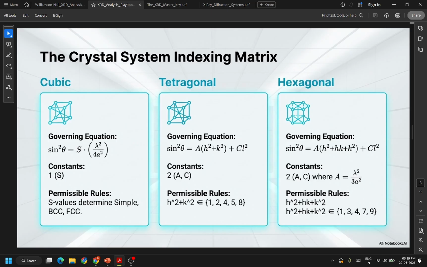So you have cubic structure, you have tetragonal structure, you have hexagonal structure. The governing equation for cubics is sin²θ equals S into λ²/4a². So it has only one constant S. The permissible reflections are determined by the lattice type, which is simple, BCC, FCC.